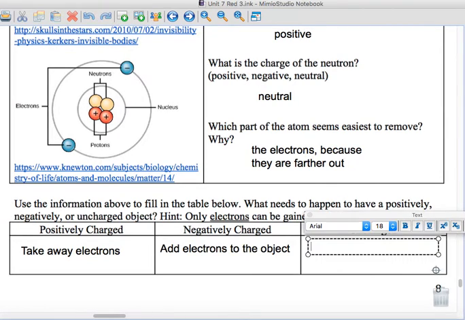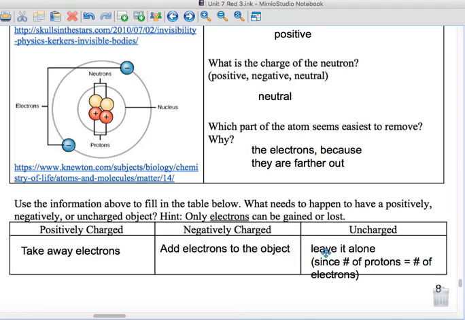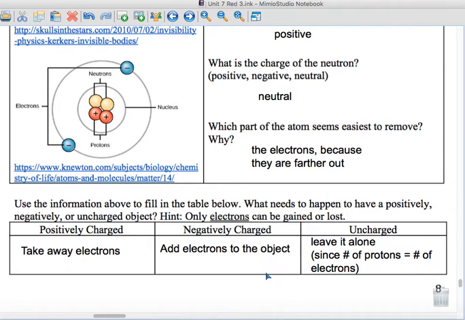So if you want it to be uncharged, you leave it alone, since the number of protons equals the number of electrons. So they kind of cancel out. They're neutral. Remember, it's only the electrons that you can take away or add. The protons are stuck in the atoms, so we can't do anything to them.